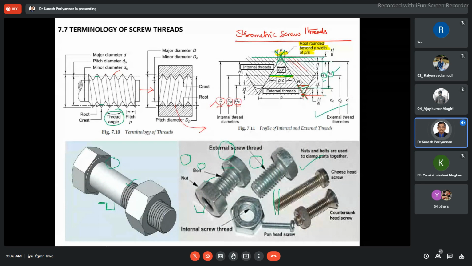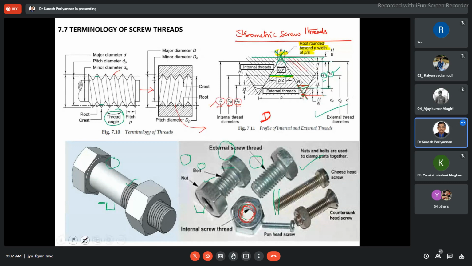And this is internal threads. Now, how this is internal threads. Internal threads, root to root is our minor diameter when you are considering internal diameter, right? Yes. And crest to crest, sorry, root to root, internal thread, root to root is our D, capital D. Root to root. Our crest to crest internal thread gives Dc. Dc is nothing but minor diameter, or you can say core diameter also.